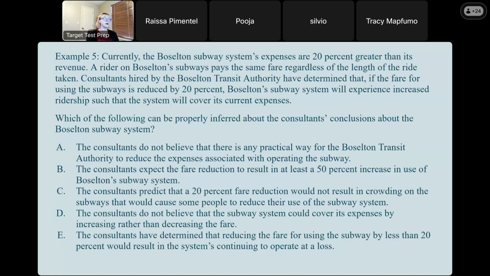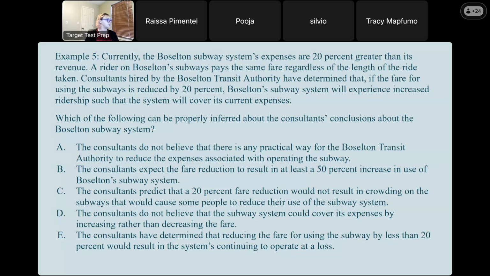So the consultants in C are not necessarily predicting that the fare reduction would not result in crowding on the subways that would cause some people to reduce their use of the subway system. That is not supported. They are only saying that overall ridership would increase such that the system would be able to cover its current expenses.